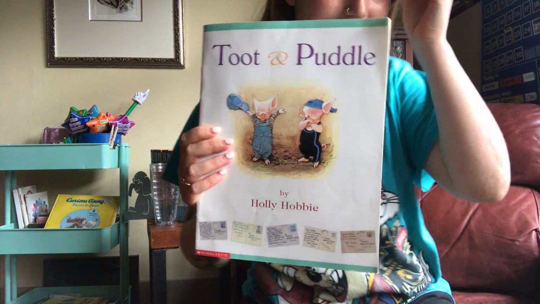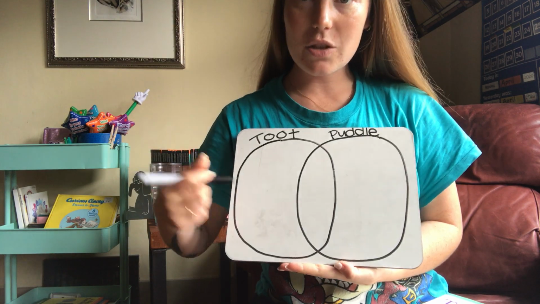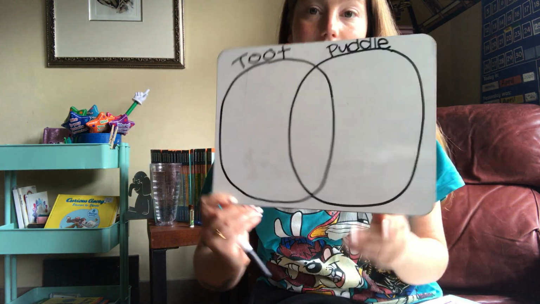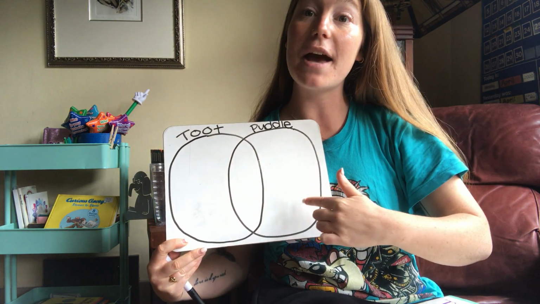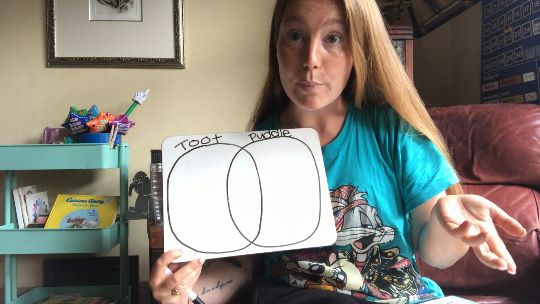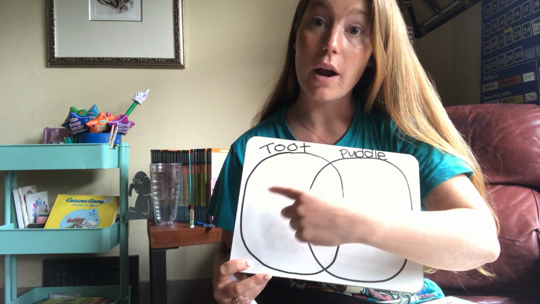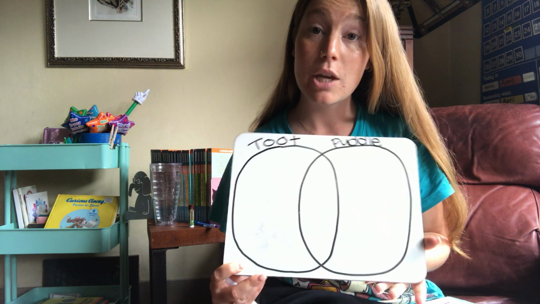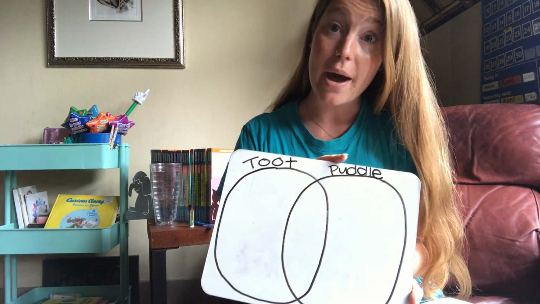So before we move on today, we are going to fill out a graphic organizer together. This is called a Venn diagram. A Venn diagram is something that we use to get all of our thoughts in our head down onto paper, or in this case, a whiteboard. When I make a Venn diagram, I write the two different things that I'm comparing and contrasting. So today we're talking about our characters, Toot and Puddle.